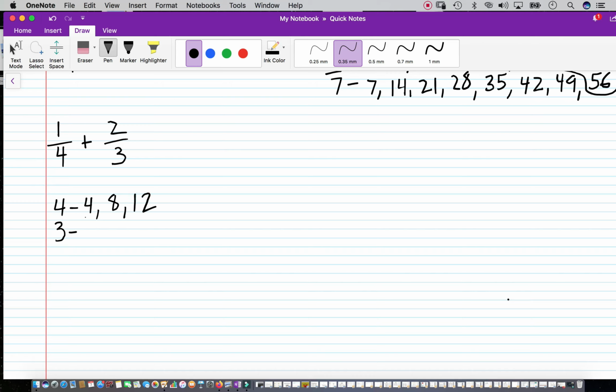3 times 1. Good. Next. Good. Next. 3 times 4. Bingo. Looks like we struck gold. So 12 will be our common denominator. So 4 times what gives you 12? 4 times 3. Good. So we can times our numerator by 3.